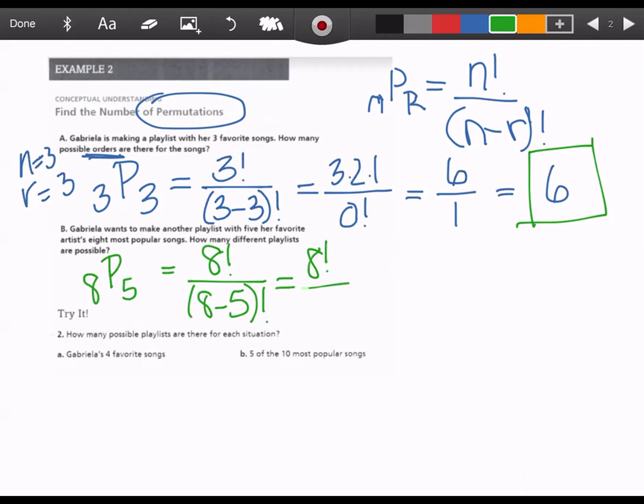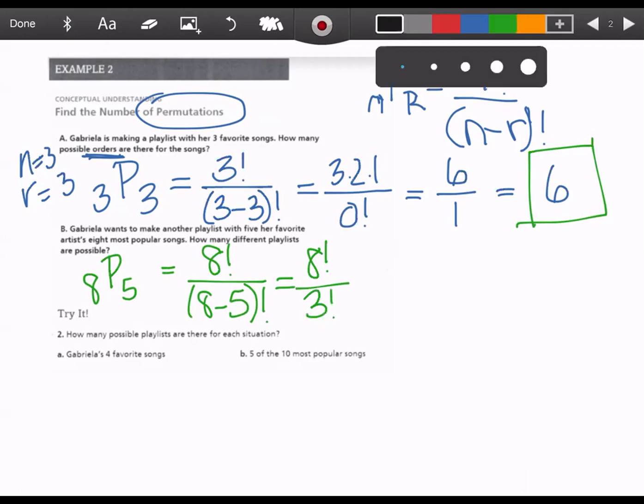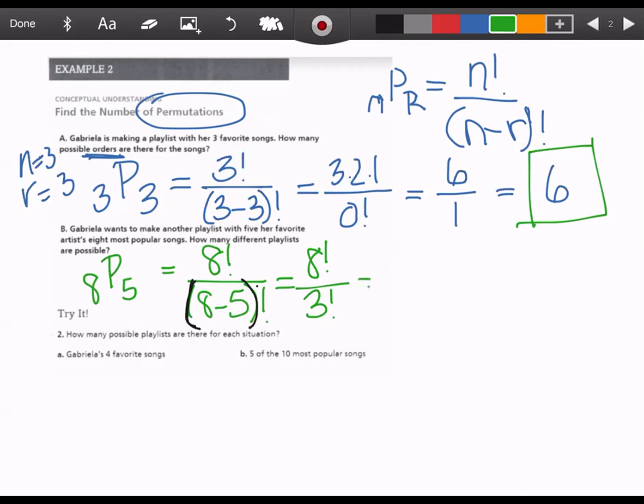Simplifying that, we have 8 factorial over 3 factorial. Make sure you have the parentheses around 8 minus 5, and then take the factorial. So here's what we get. We get 8 times 7 times 6 times 5, and we go all the way down to 1, over 3 factorial, so we have 3 times 2 times 1.